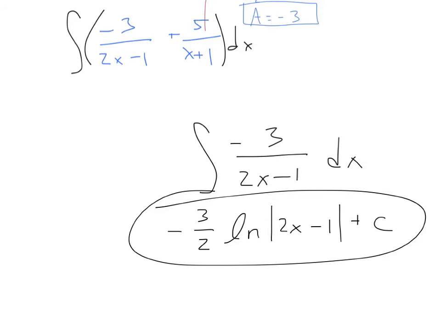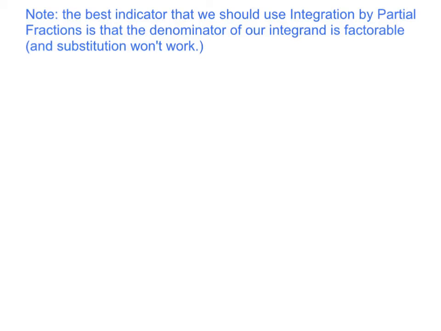Okay, so now we're going to actually try one of these problems on its own. Before we go on to consider our other example, I thought I would mention that the best indicator that you should use integration by partial fractions is basically that the denominator of the integrand is factorable, and you know that substitution won't work. So if you're ever looking at a rational expression, a large fraction, you're trying to take the integral, and the denominator is factorable, and you don't see any other way through it, partial fractions is a great way to go. So with that said, we'll go on to our other example.